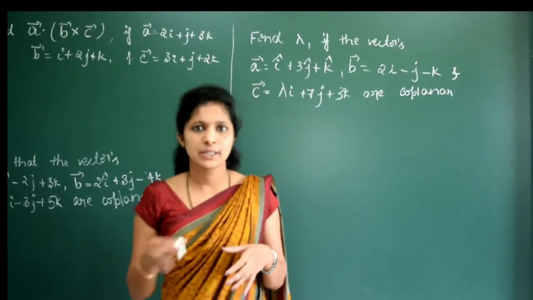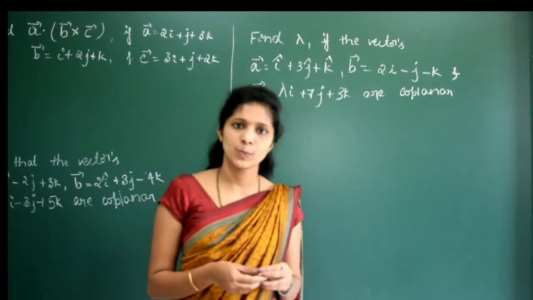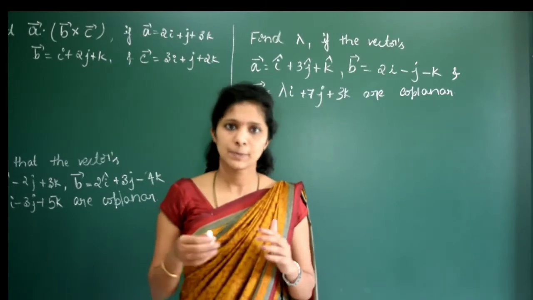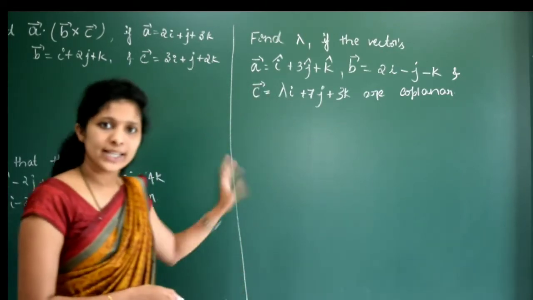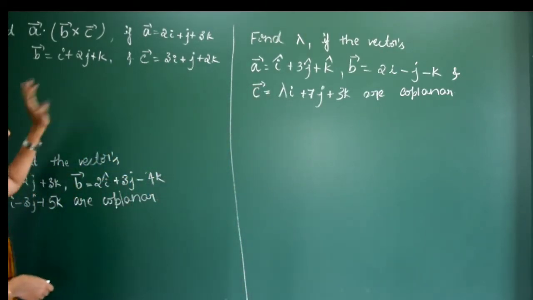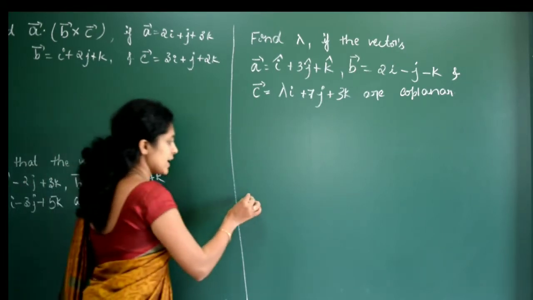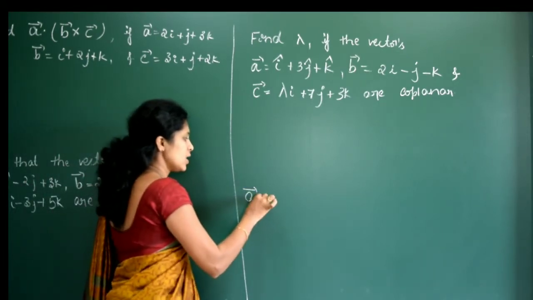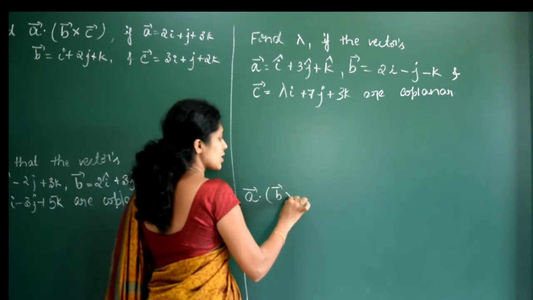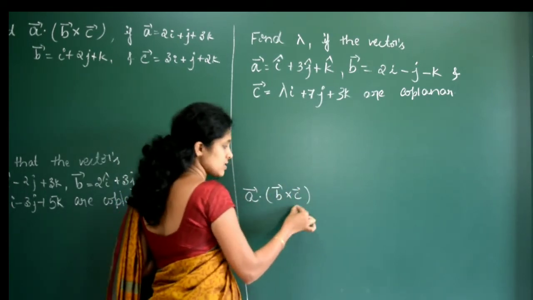Only a few problems are remaining in this vector algebra. That is also a problem based on scalar triple product. We'll see those problems. Okay, that completes this chapter. Now, what is meant by scalar triple product? It is represented by A vector dot B vector cross C vector, right? So this is a scalar triple product.